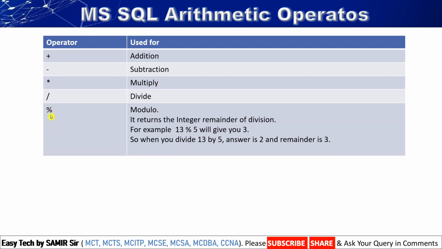Now this might be new for some. This percentage sign stands for modulo. It returns the integer remainder. For example, 13 modulo 5 will give you 3. How? When you divide 13 by 5, the answer is 2 and the remainder is 3. So percentage, or modulo, will give you the remainder. We may not need it exclusively in SQL, but this is the fifth arithmetical operator in MS SQL.